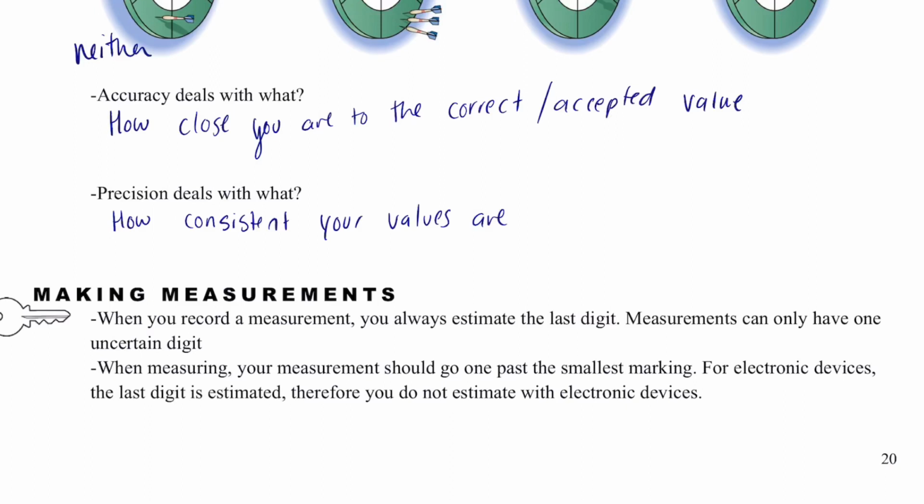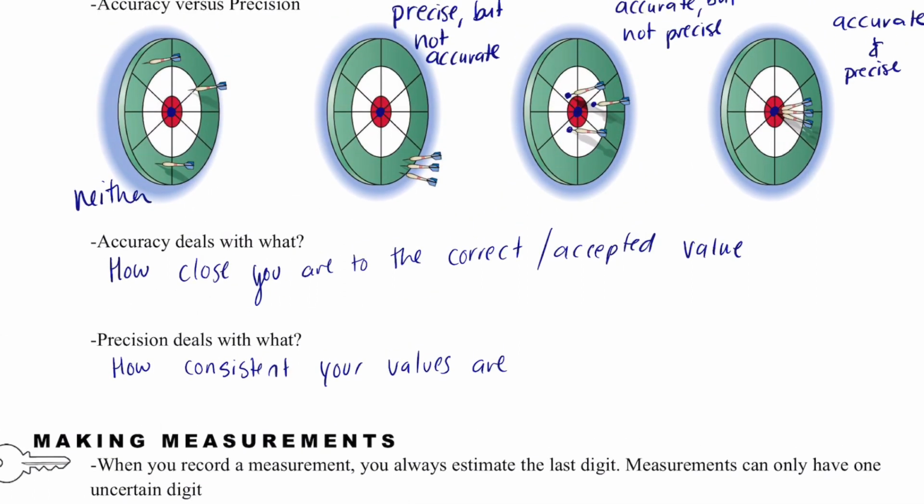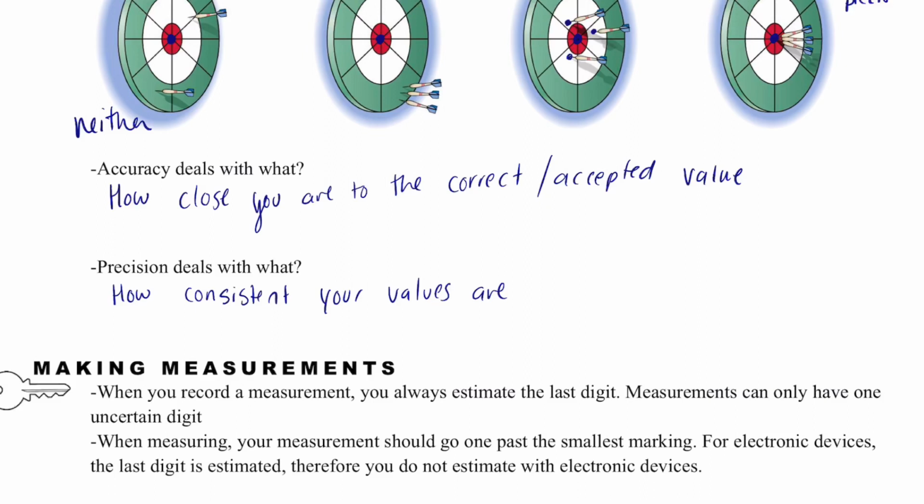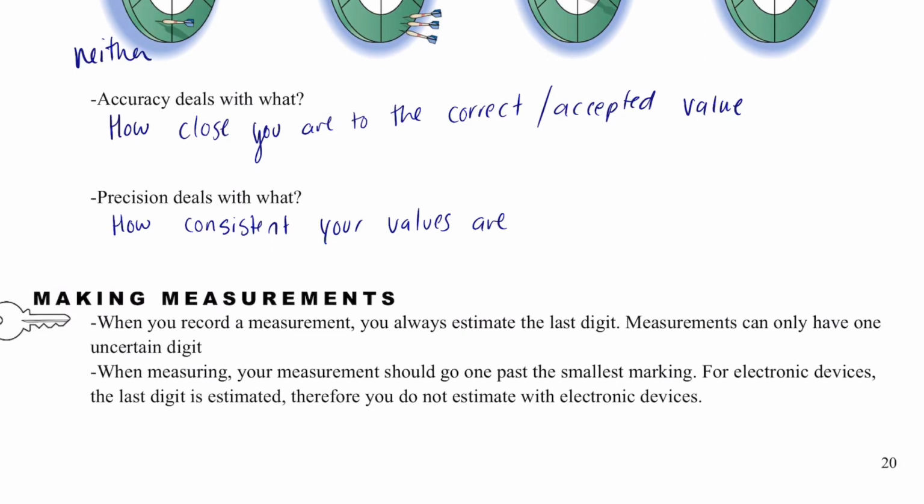And when we make measurements, we can only be so accurate, and how accurate we are, or how precise we are even, deals with how many markings are on the measurement device that we're using. Because if we have a lot of really small markings, then we can be very accurate and very consistent because we have the markings to do so. But if there's not a lot of them, then it's going to be more difficult to be accurate and precise.